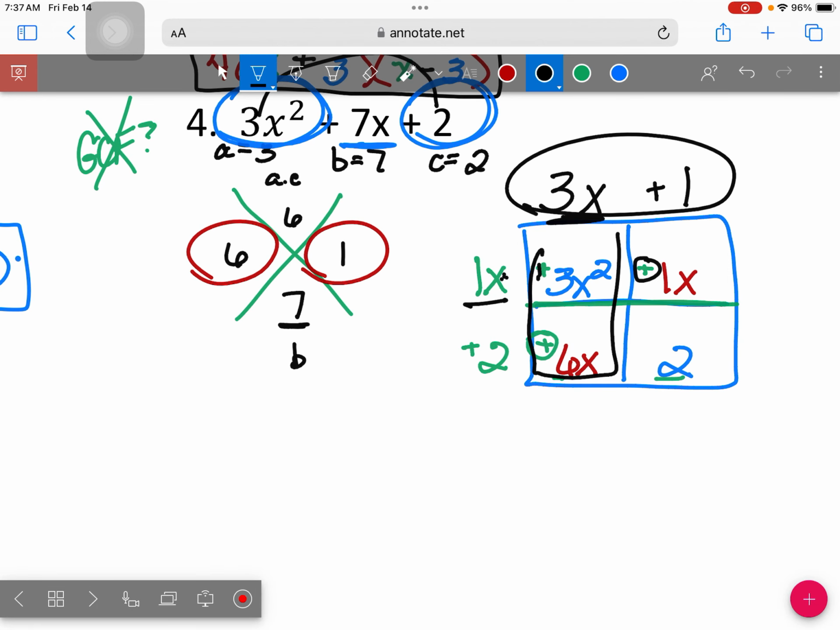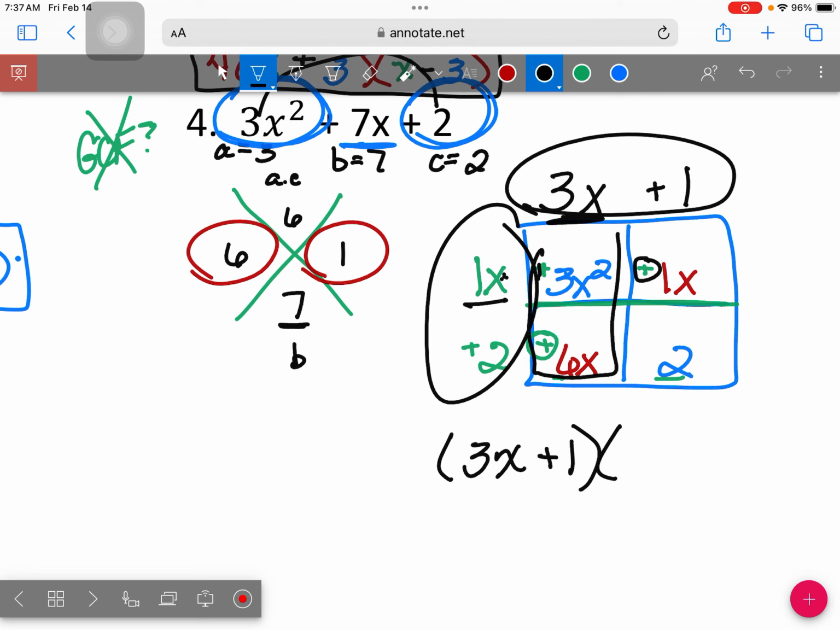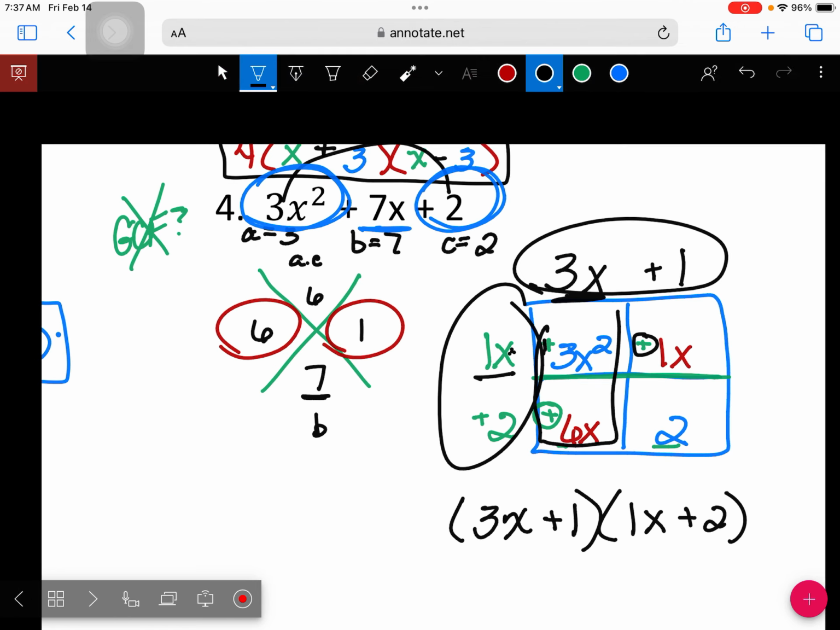Finally, you really need to write these out and show me these are the factors. These are the 2 terms that we multiply to get my answer above.